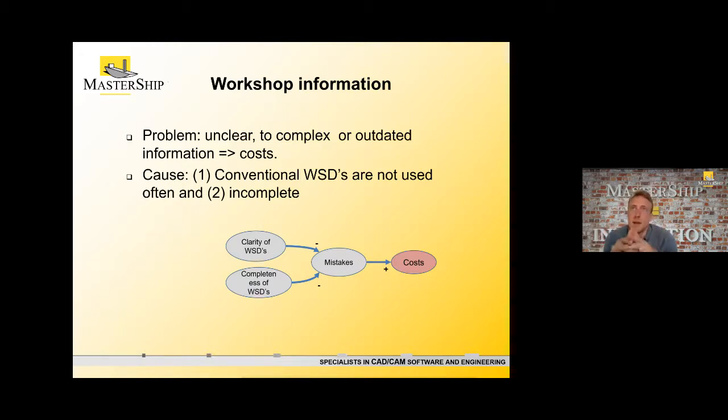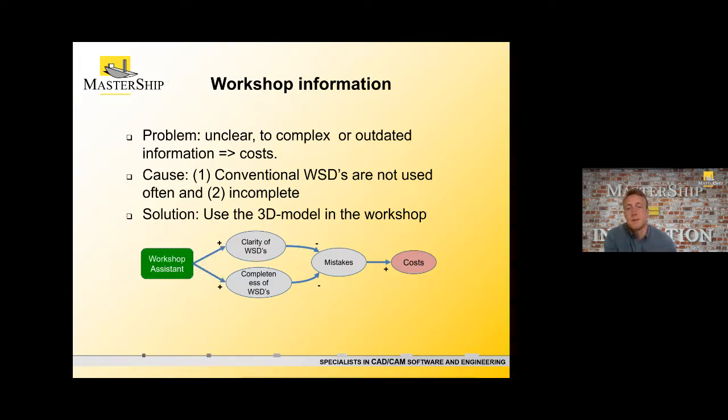So if you look at the system diagram, I already said it: the better the clarity and the completeness of the workshop drawings, the fewer mistakes you will get in production. And if you have fewer mistakes, then you will have less cost of rework. So we have to improve the clarity and the completeness of the workshop drawings for them to actually be used. We have one solution for this, something that we call the workshop assistant.